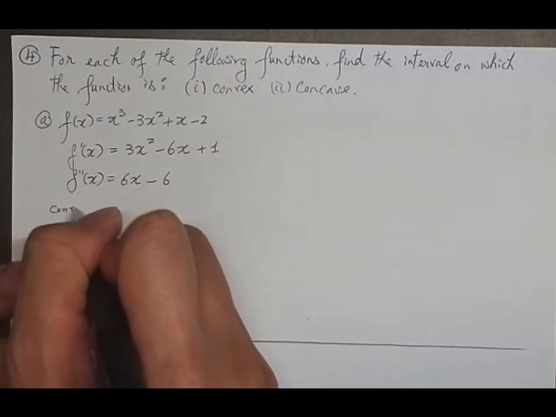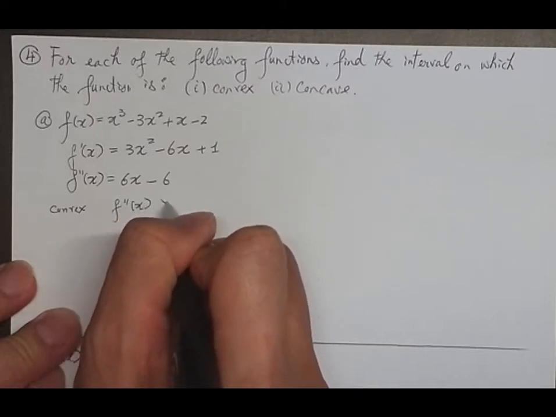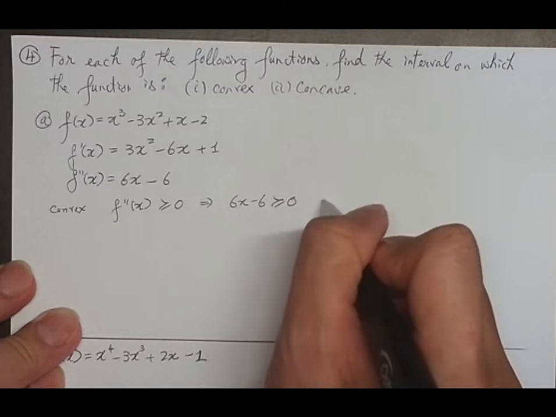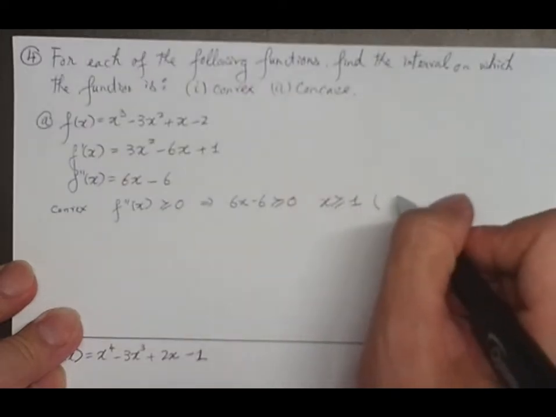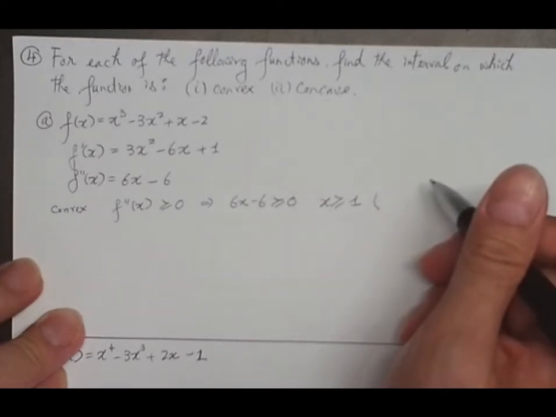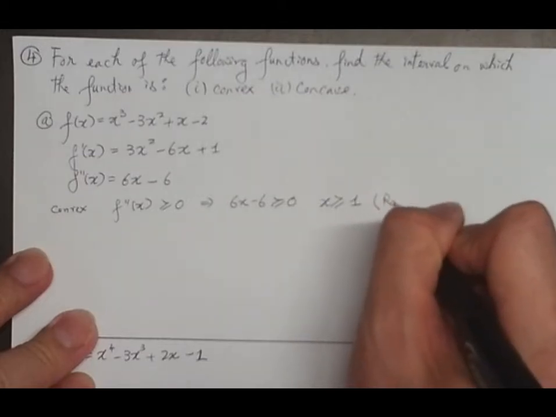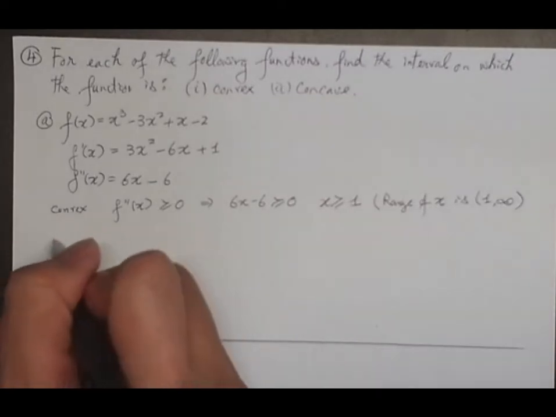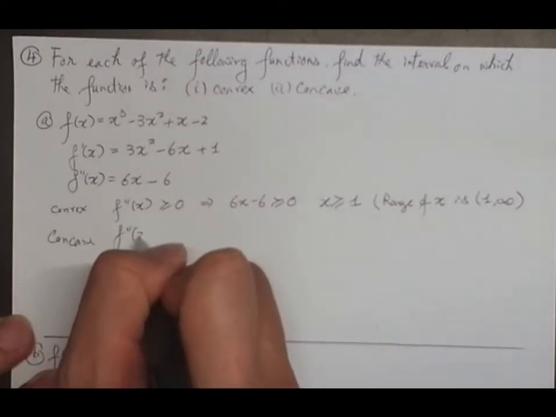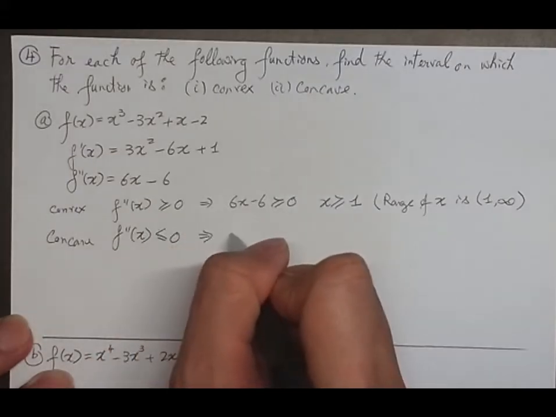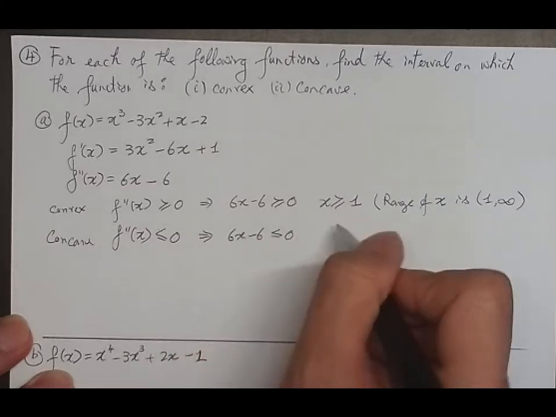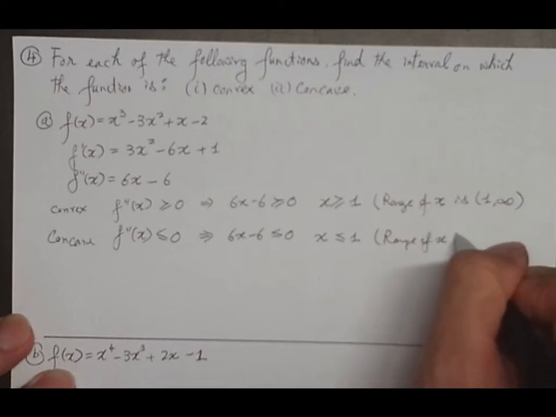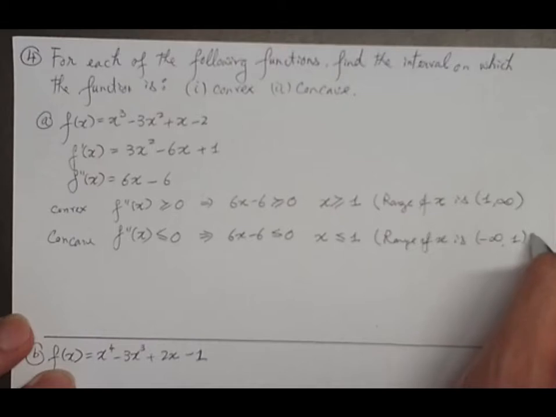So for the convex range, f''(x) should be greater than or equal to 0. So 6x minus 6 is greater than or equal to 0, and x is greater than or equal to 1. So the range of x, if the function is convex, is from 1 to infinity. And for concave, f''(x) is less than or equal to 0, so 6x minus 6 is less than or equal to 0, and x is less than or equal to 1. So the range of x for the curve to be concave is from minus infinity to 1.